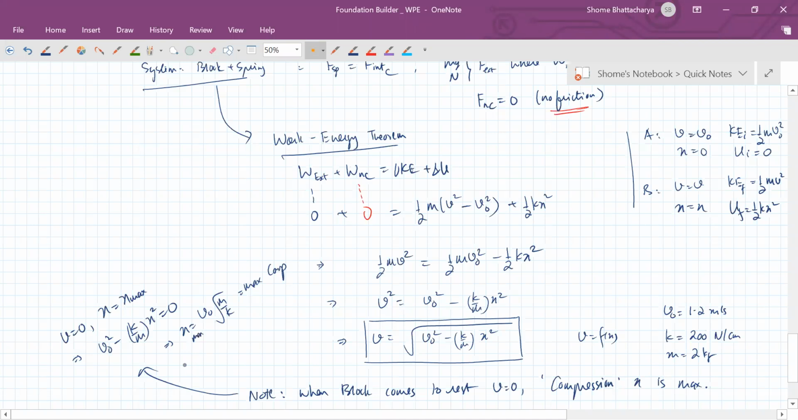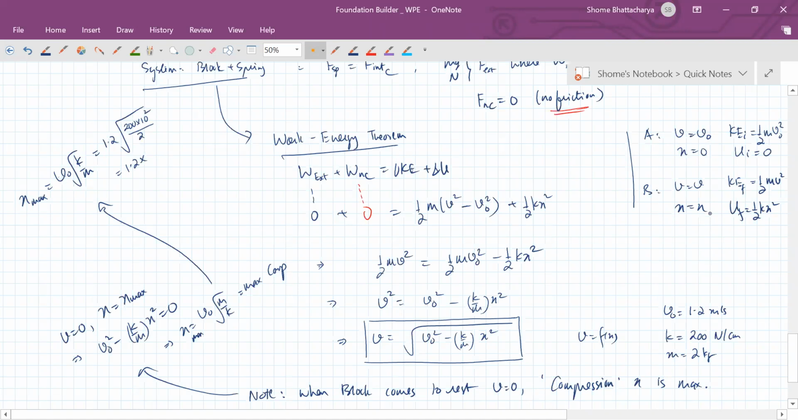Okay, so that we can now calculate. The maximum compression will be, now substitute the values: 1.2 into square root of, now the spring constant was how much? 200 newtons per centimeter. So that is 200 into 10 raised to the power 2 newtons per meter, divided by the mass, which is 2 kg. So 1.2.